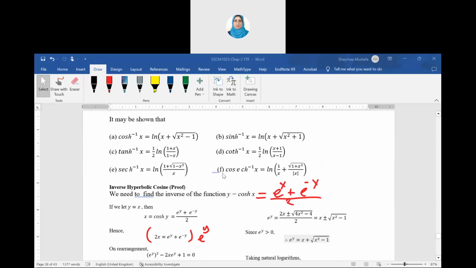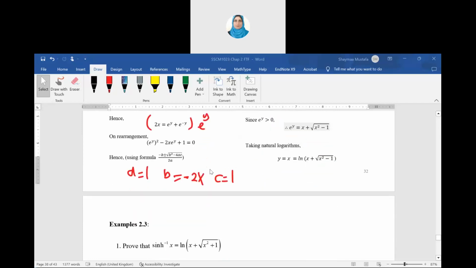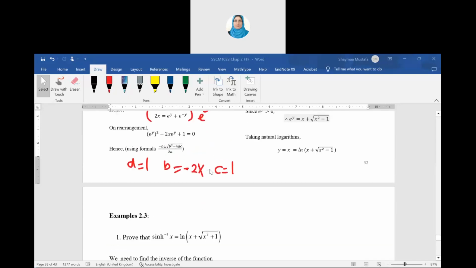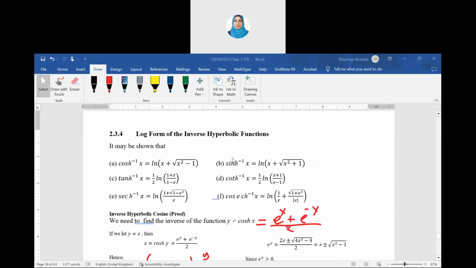By a similar way for sinh inverse x, same way exactly. Prove that sinh inverse x is the natural logarithm of x plus root x squared plus 1. I will prove sinh inverse x for you, but at home you have to prove tanh inverse x and cosh inverse x as well.